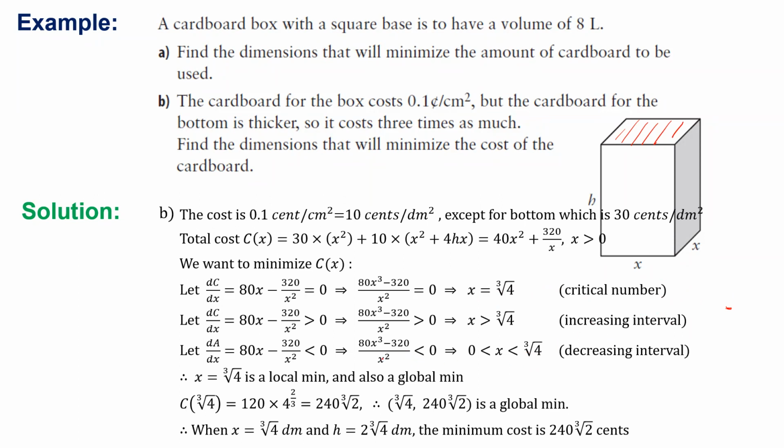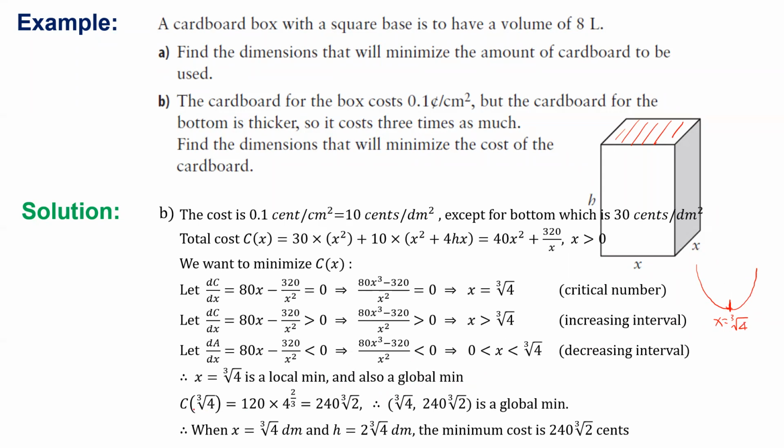And before that, the first derivative is less than 0. That means the function looks like this up to the critical point. Then after this point, the first derivative changes sign to positive, which means the function keeps increasing, something like this. This is x equals the cubic root of 4. So x equals the cubic root of 4 is a local minimum and also a global minimum, because before that the function keeps decreasing and after that the function keeps increasing.